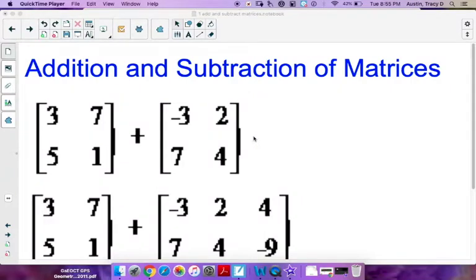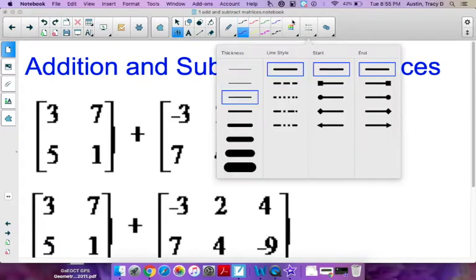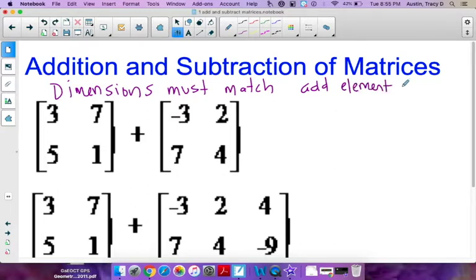Second part of today's assignment is to be able to add and subtract matrices and to scalar multiply them. There is one main rule that you have to know for adding and subtracting matrices, and that is the dimensions must match. And when I say the dimensions, I'm talking about both the rows and the columns, otherwise you cannot add these. Other than that, you are literally adding element by element.